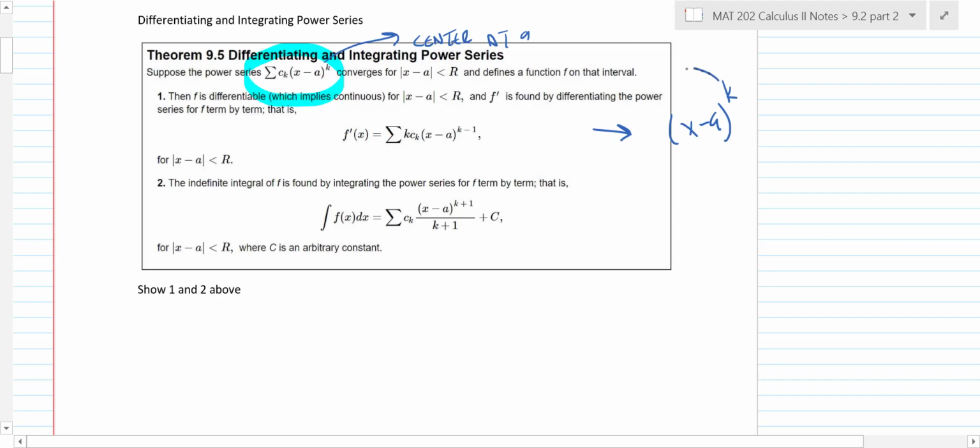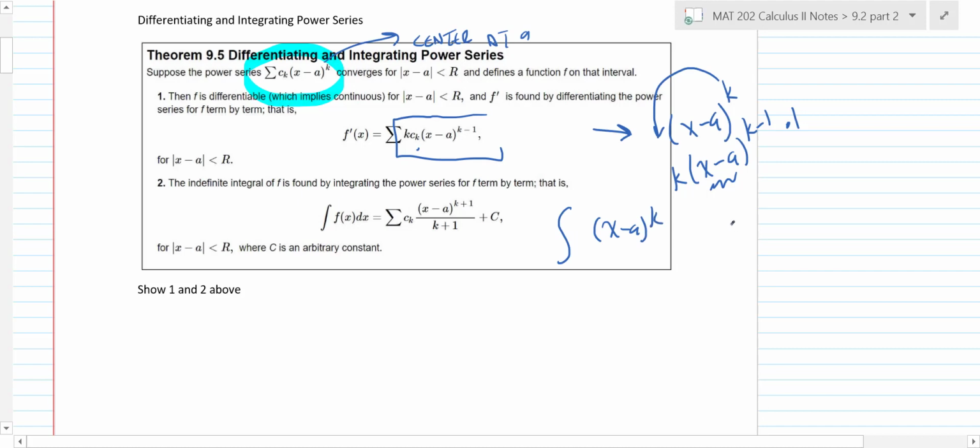This is a chain rule, right? You would just bring the k down, you would have x minus a to the k minus 1, then you would do the derivative of the inside part, which would be 1. So that's where that piece right there comes from, and that c of k is just a constant. If you're integrating this thing, the integral of x minus a to the k, what do you do? You do power rule. You would just say x minus a to the k plus 1 over k plus 1. Now, I'm going to show you where that comes from.